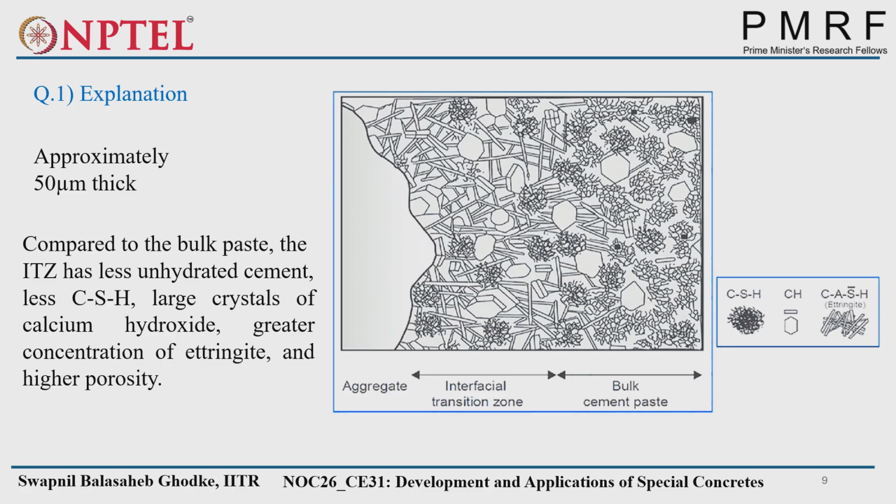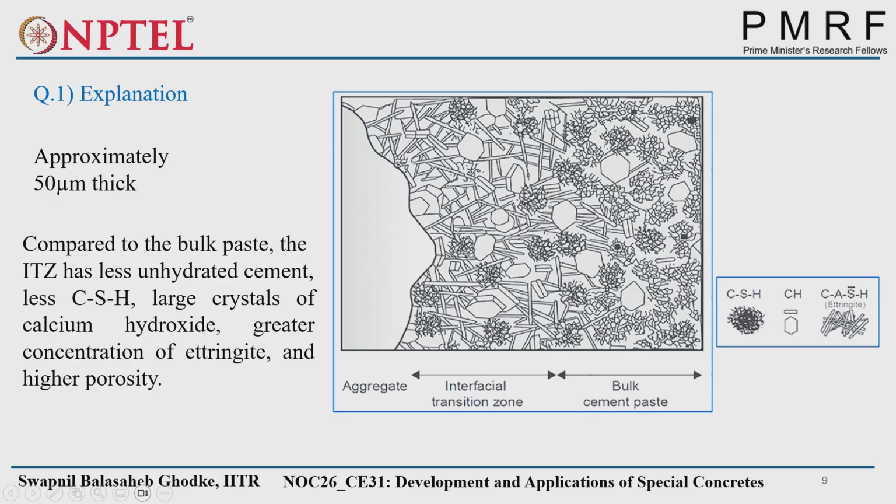So if you see, this is the same image of the ITZ section, that is a scanning electron microscopy image. You can see this is the aggregate, this is the aggregate, and this is the interfacial transition zone up to this one, and this is the bulk zone. And these are the legends: calcium silicate hydrate, calcium hydroxide, and calcium aluminum sulfate hydrate, which is called ettringite, which forms in the initial phases of the hydration process and is responsible for the earliest strength of the concrete.